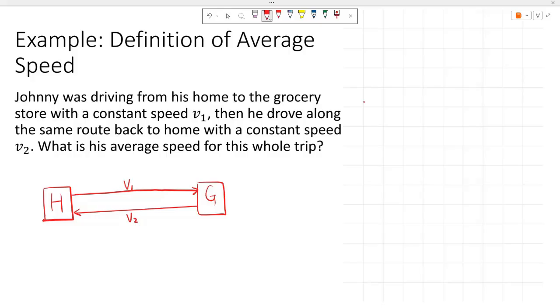And all we have to do is to refer to the definition of the average speed. All right, so let's go ahead and write it down. Average speed for the whole trip must be the corresponding distance for the whole trip divided by the total time taken for the whole trip. But the tricky part of this problem is that we don't have the distance, right? We don't know how far the home is from the grocery store.